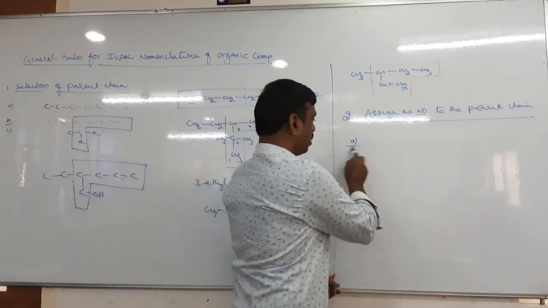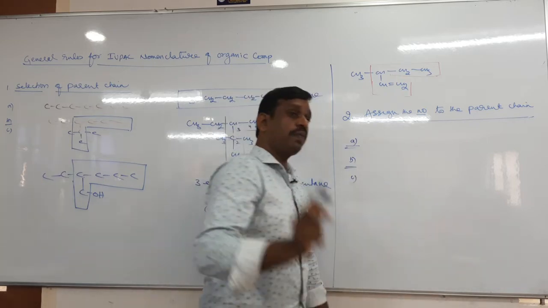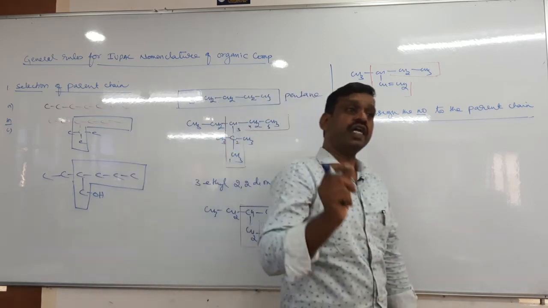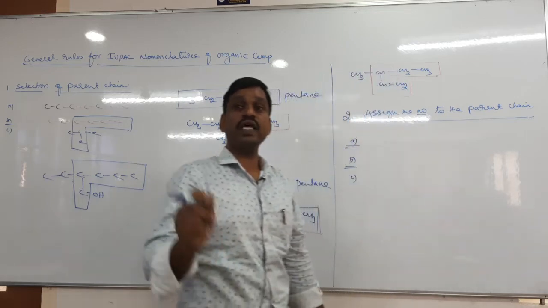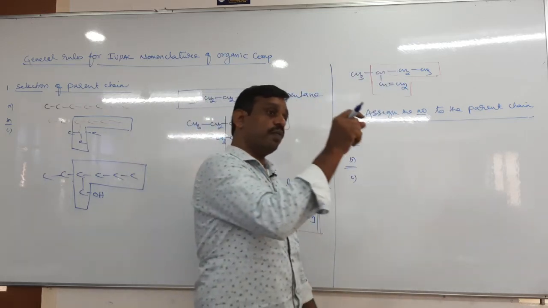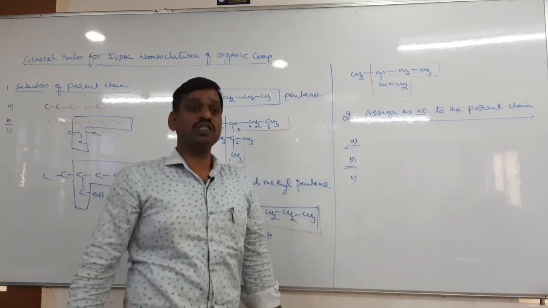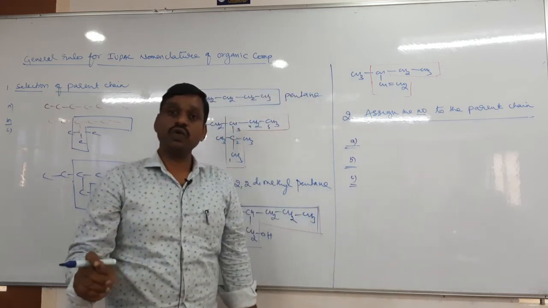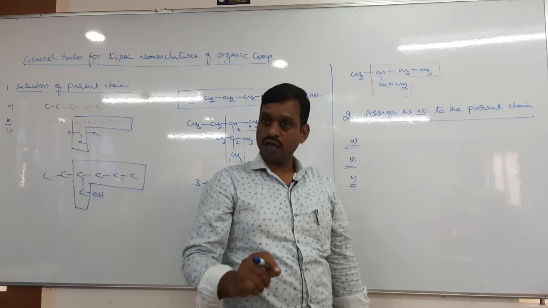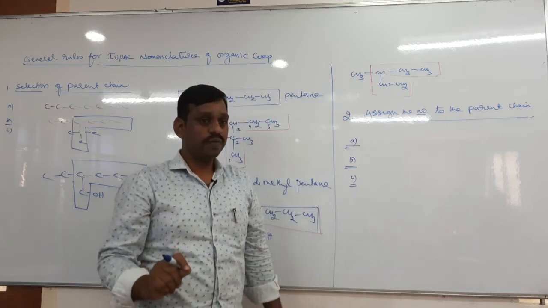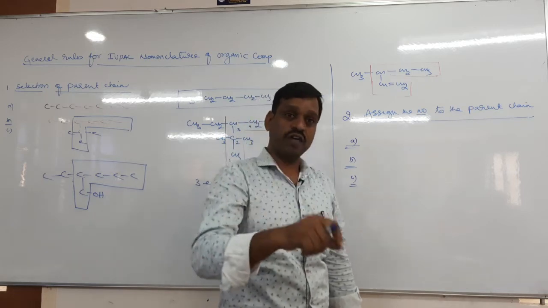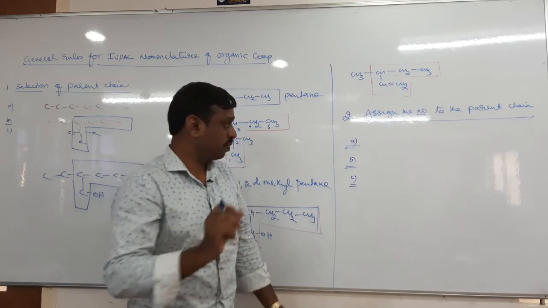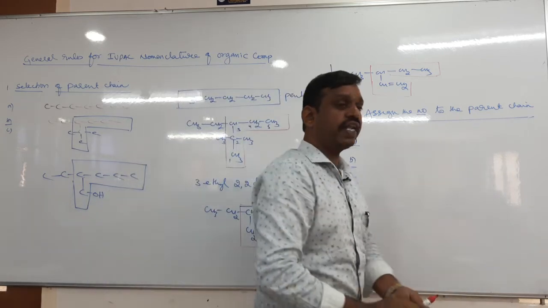That is the first one, A. Next, the second one. If the parent chain contains multiple bonds or functional groups, again assign the numbering to the parent chain in such a way that the multiple bond or functional group should get the least possible number. Next, the third one. If the parent chain contains 2 or more substituents, then follow the lowest sum rule. If it contains 2 or more different substituents, or even the same substituent, then follow the lowest sum rule.